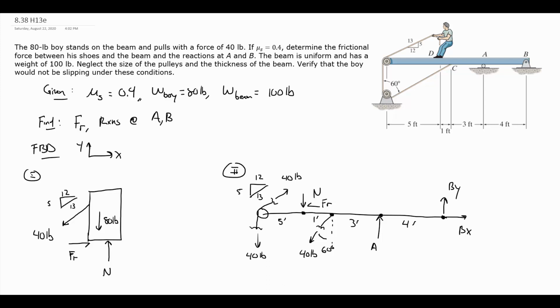Since it's a uniform beam, that means its center of mass is just going to be at the center of its length. So there's the weight of the beam itself of 100 pounds, and that is going to be at half of the length of the beam. The beam is going to be 13 feet total in length, so that's 6.5 feet from either side.